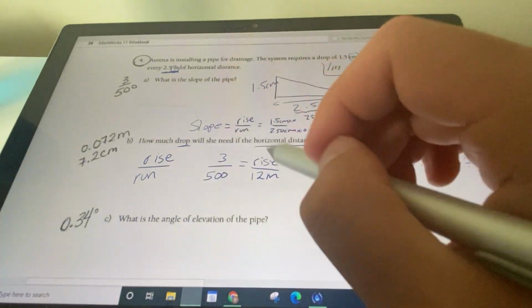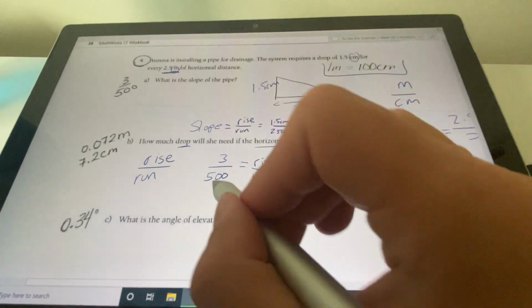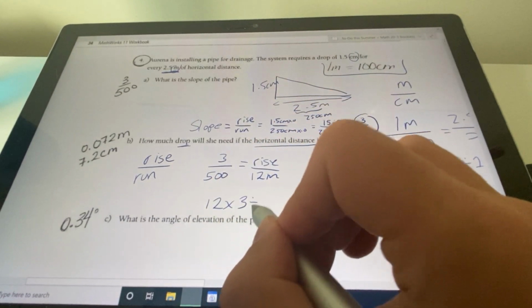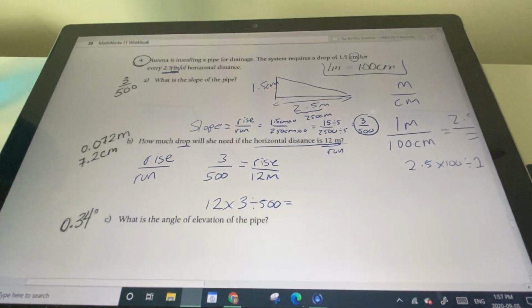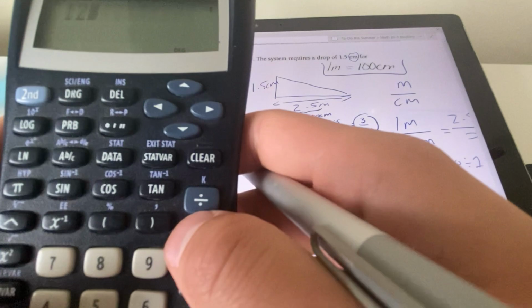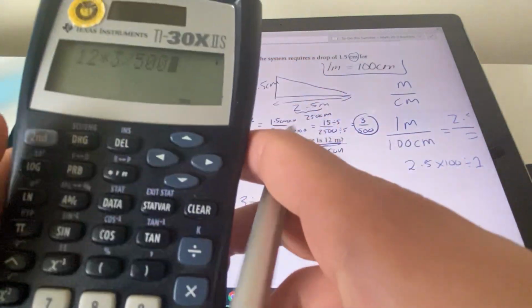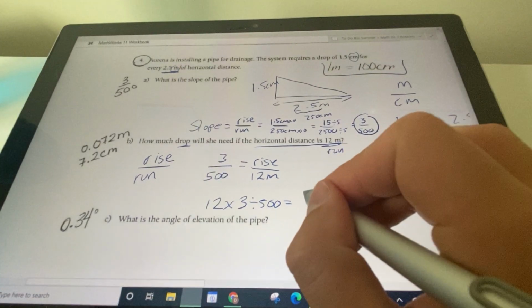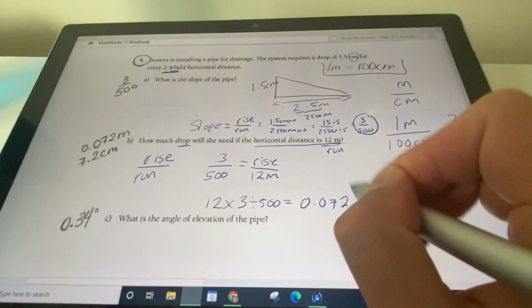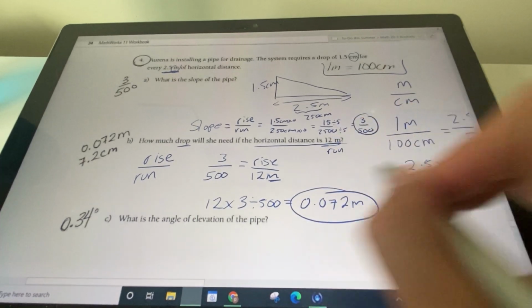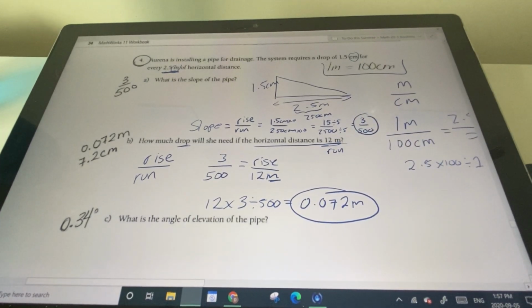And now we can cross multiply, divide. So 12 times the cross number, which is 3, and divide by 500. 12 times 3, divide by 500. That gives me 0.072, and recognize we were measuring in meters, so this would be in meters. You could technically convert it to centimeters and get 7.2 centimeters if you would like.